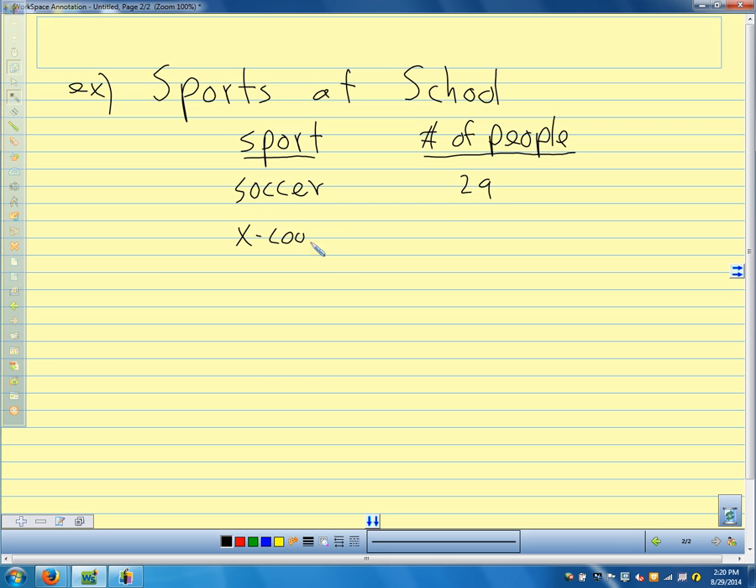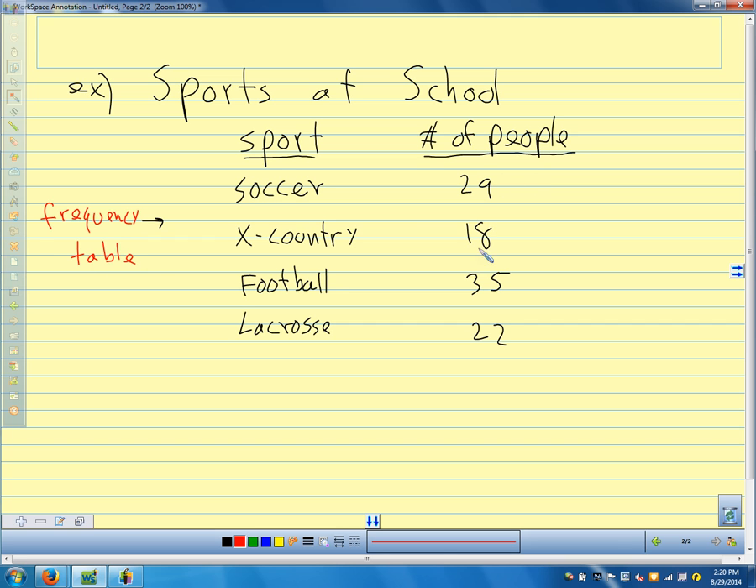Cross country. Cross country, we have 18 people. Football, 35. And lacrosse, 22. So this is a frequency table. It shows how frequently these things happen at this school, by how many people do it.